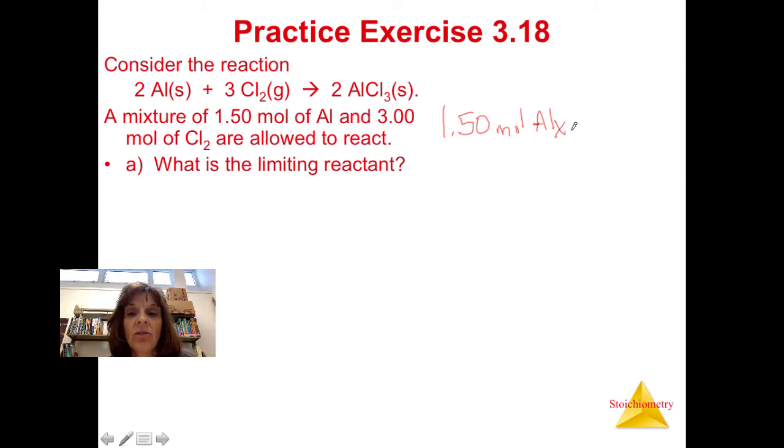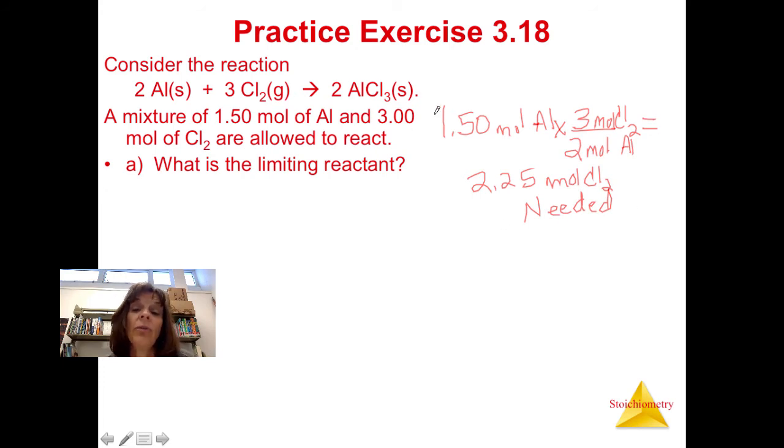So I can just do a stoichiometric ratio. I need 3 moles of chlorine to every 2 moles of aluminum. And when I do the math, that's 4.5 divided by 2. That gives me 2.25 moles of chlorine needed. That's really important that you realize that's what you need.